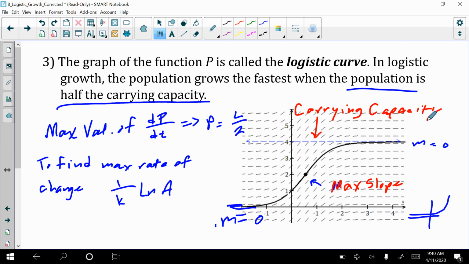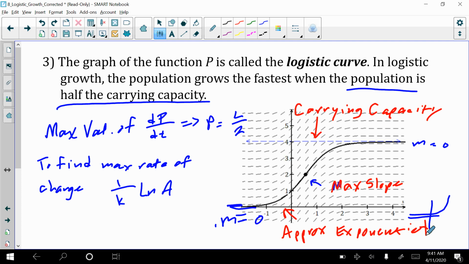So in this case, whatever the population is, it can't be more than 4 because the carrying capacity says that's as far as you can go. And down here, all of this stuff down here, this is approximately exponential. Oops, can't spell exponential. Exponential. Okay, exponential.